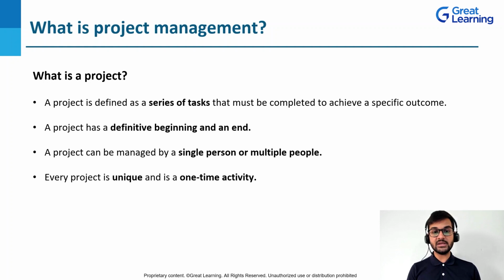Then every project is unique and it is a one time activity. As I already mentioned, a project is not an ongoing thing for any business. It will have a definitive beginning and a definitive end, and that's why it's a one time activity. Once you reach the desired position, your work is done and the project is done. So we don't have to think about the next process. That's how things work when you are talking about a project. So a project can be broken down into various tasks, there will be a definitive beginning and a definitive end, and it's a one-time activity. That is something you really need to remember.